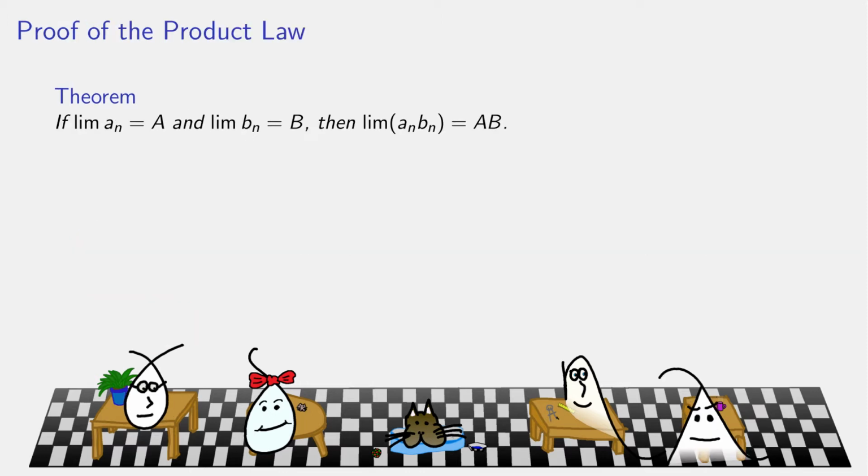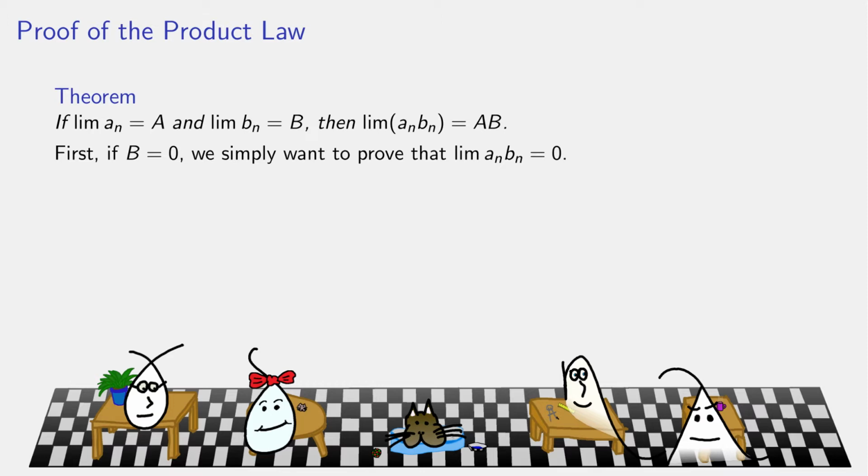Now what we're going to prove right now is this product law. If the limit of the a_n is capital A and the limit of the b_n is capital B, then the limit of the product a_n b_n is capital A times capital B. There's really two important cases to split this into. Suppose one of the sequences, for the sake of argument the b_n, has limit 0, and suppose it doesn't.